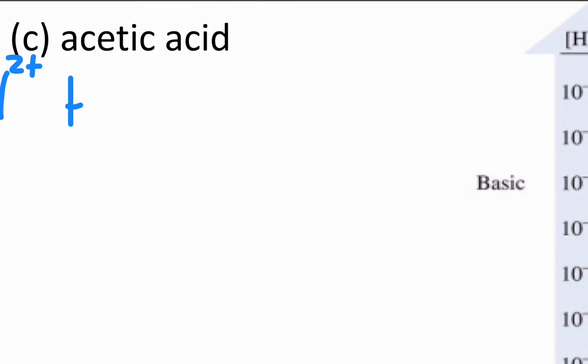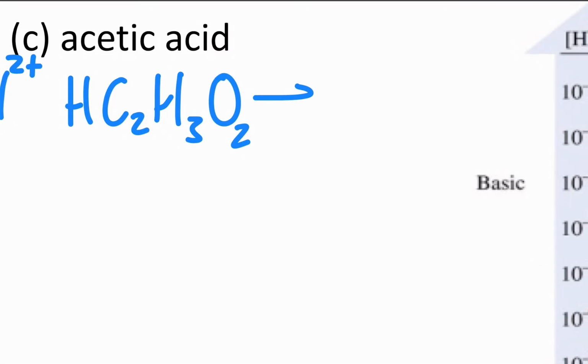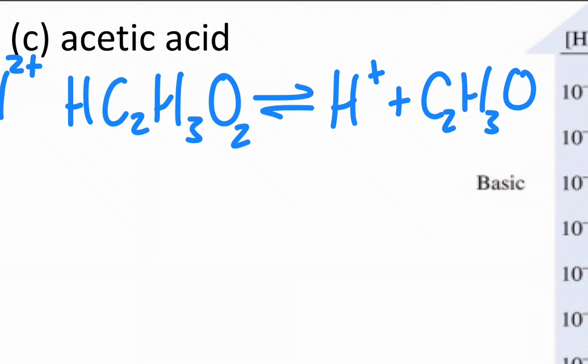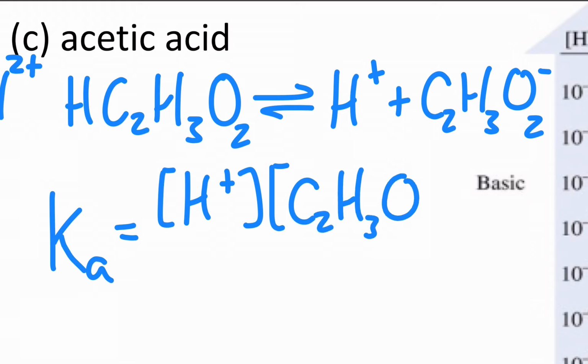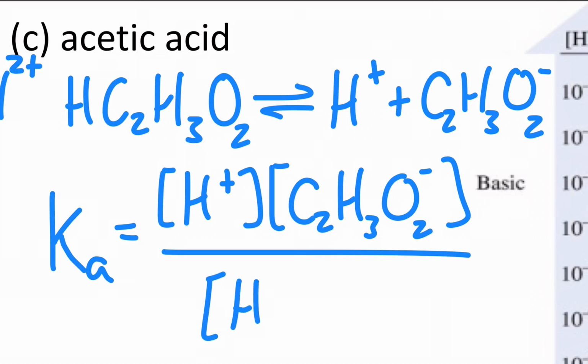Okay, acetic acid is HC2H3O2. We write it reversibly losing one H+, and then acetate, C2H3O2-. Ka is the concentration of H+ times the concentration of acetate, all over the concentration of acetic acid.